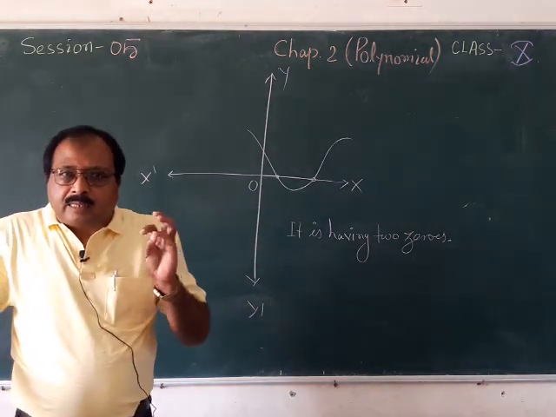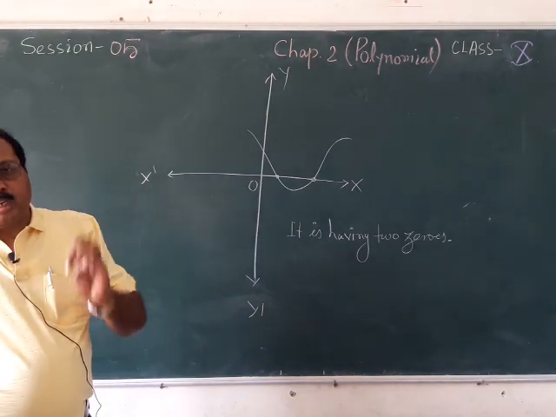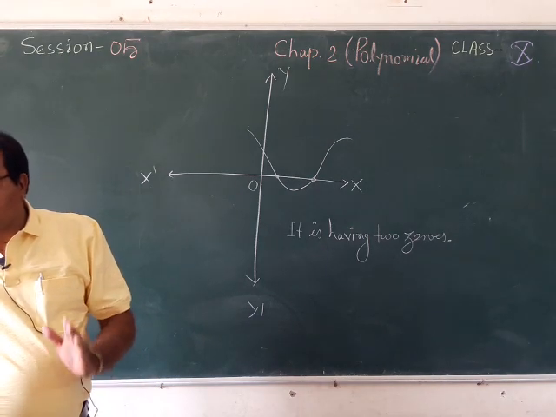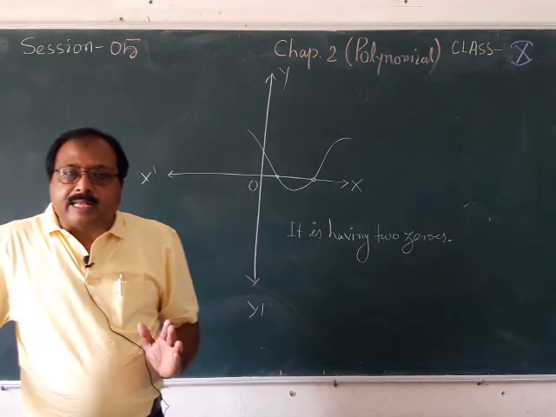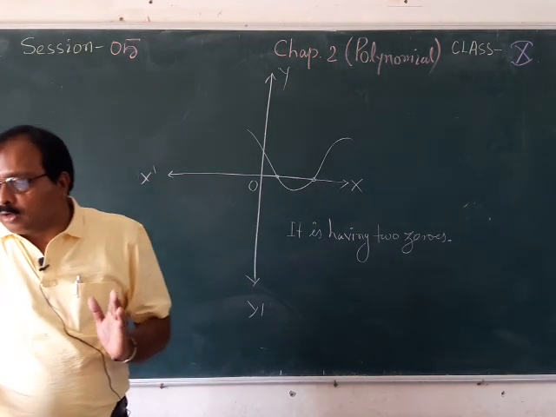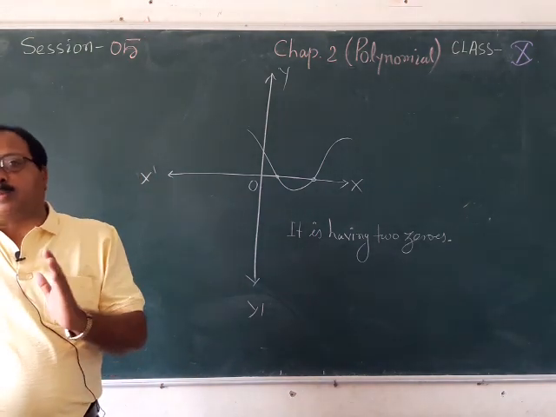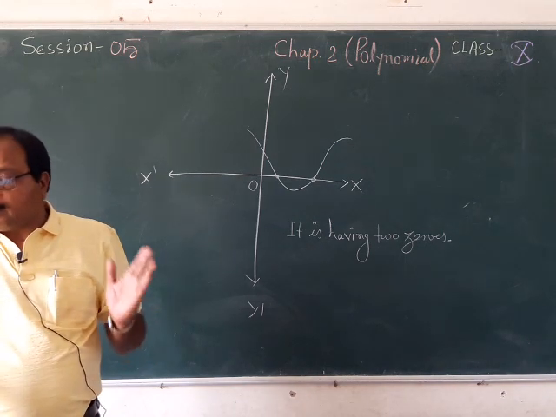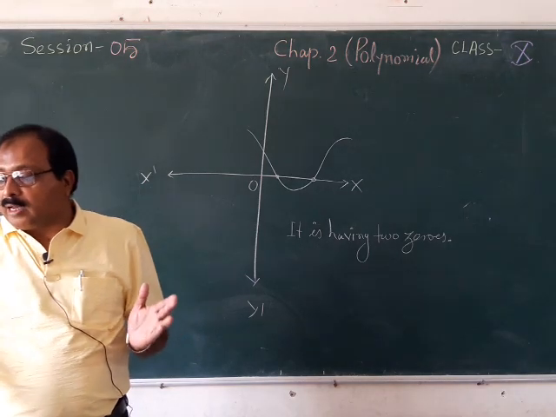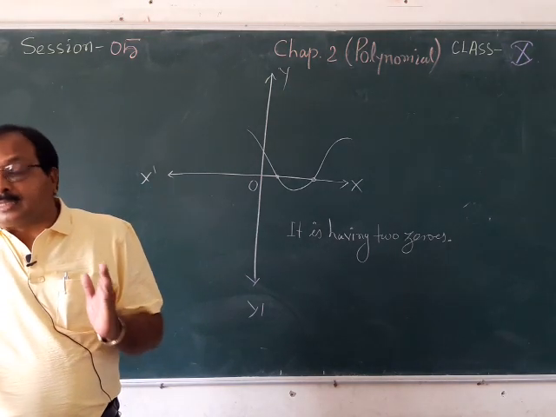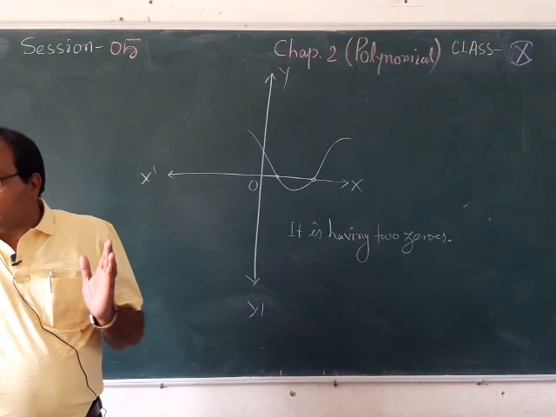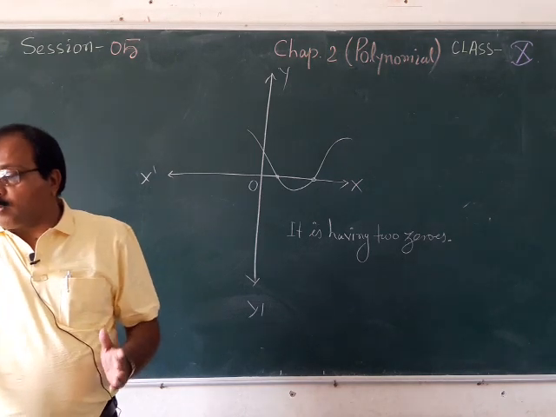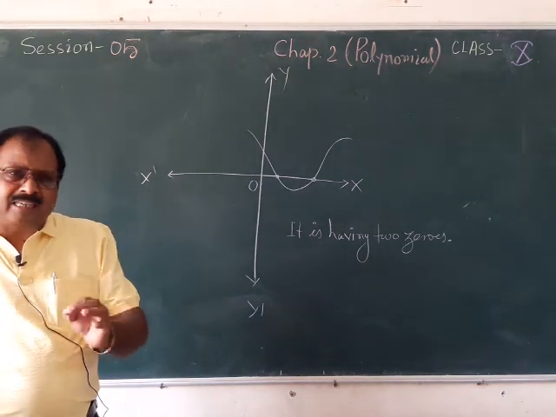The main thing about this polynomial is that you have to tell how many zeros are there for the given polynomial by looking at its graph. That is also known as the geometrical meaning of the zeros of the polynomial, that means you have to draw the graph. So, the x coordinate of the point of intersection of the graph of a polynomial is known as its zero. The number of zeros of a polynomial is equal to the number of points of intersection of the graph of the polynomial with the x axis.